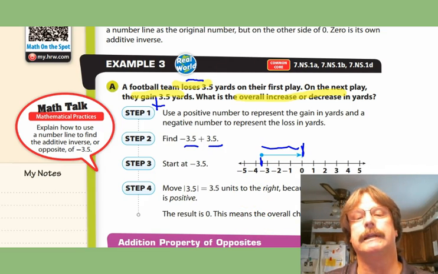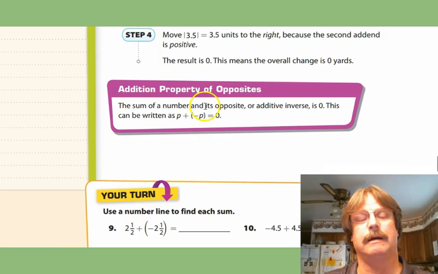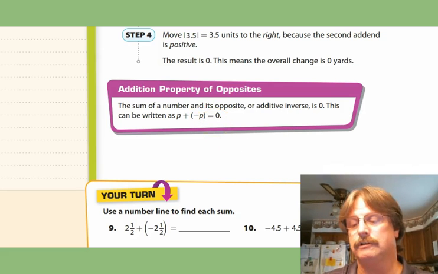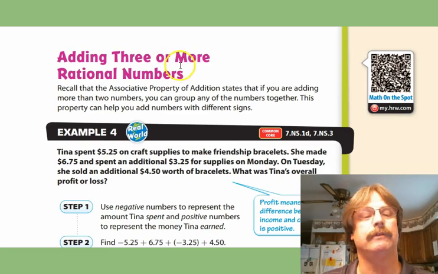So they have a property down here they want you to look at. Sum of a number and its opposite or additive inverse is 0. This can be written as p plus a negative p equals 0. So they're saying that p is the same number. So in the example above, 3.5 was a positive, so 3.5 is a negative, and that gives you 0. So you have your terms down here and your guided practice. Adding 3 or more rational numbers. Okay, so we're going to use the associative property to help us as we try to group the numbers here. Associative property of addition, so that we can group like numbers together.